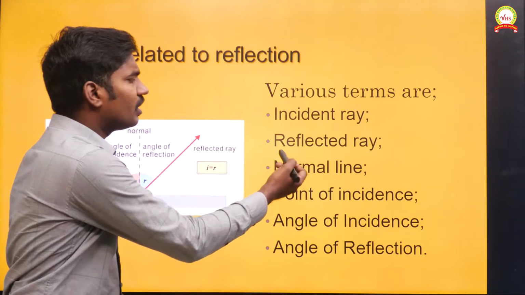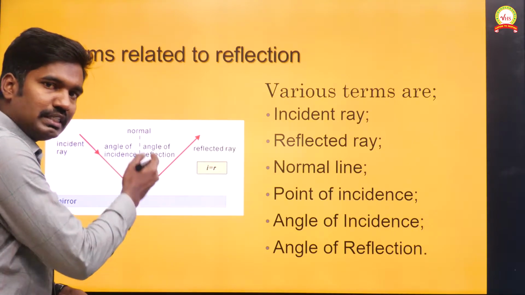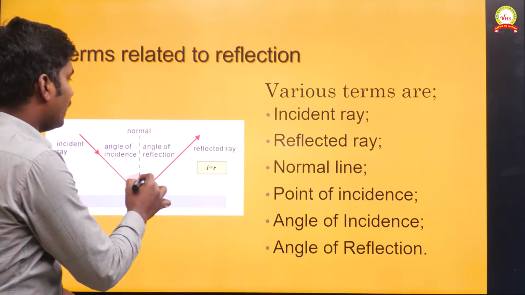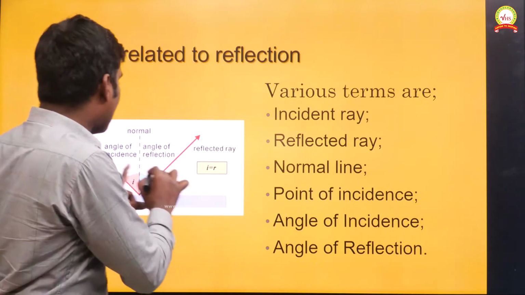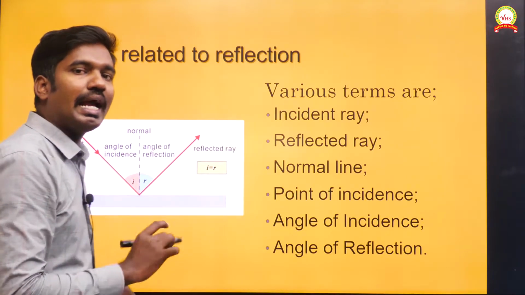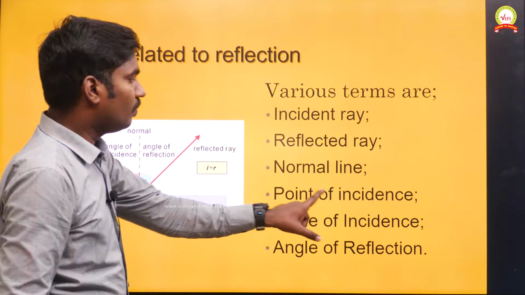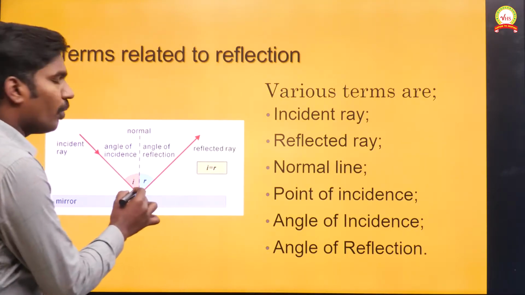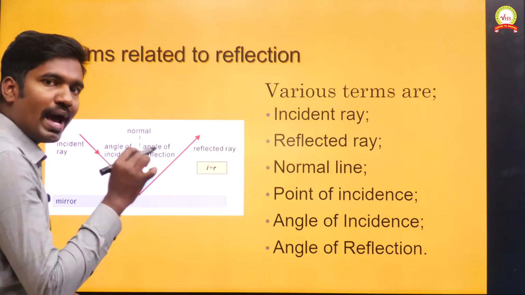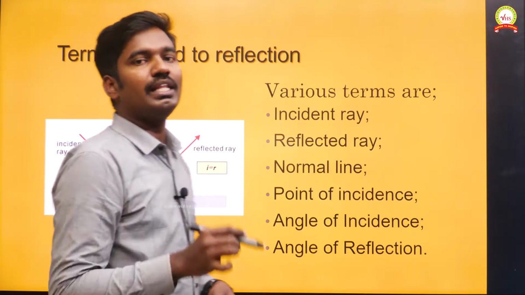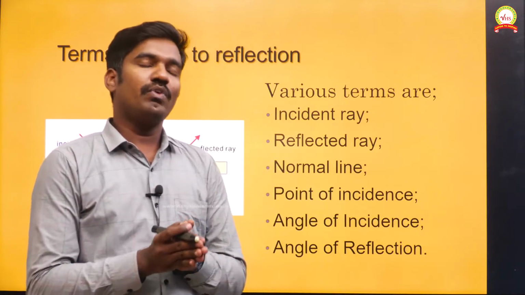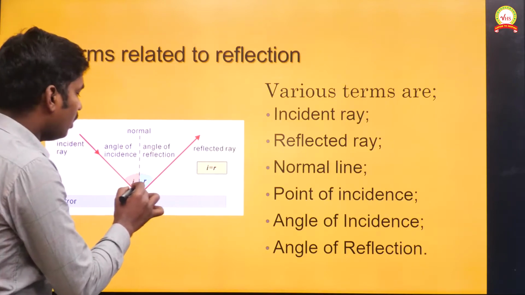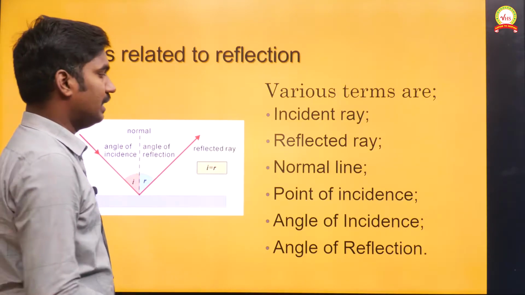And the third point is the normal. From the point of incidence, we draw one line perpendicular to the contact surface, and it makes an angle of 90 degrees, in order to calculate the angle of incidence as well as the angle of reflection. And what is the fourth one? That is the point of incidence. What is the meaning of the word point of incidence? The point where the incident ray is hitting the mirror is considered the point of incidence. Always draw the normal line from the point of incidence.